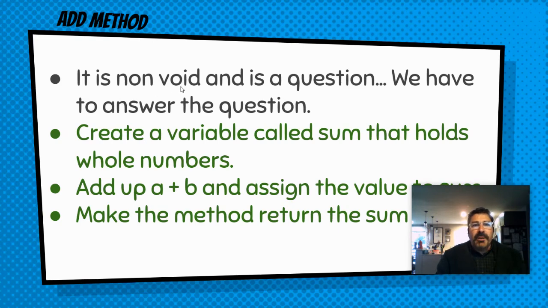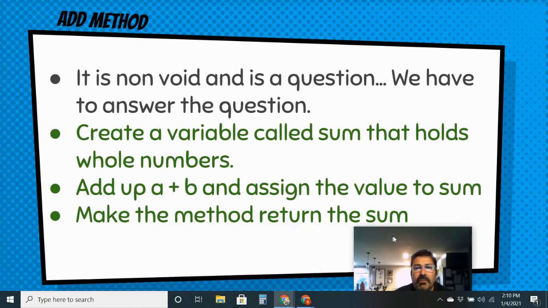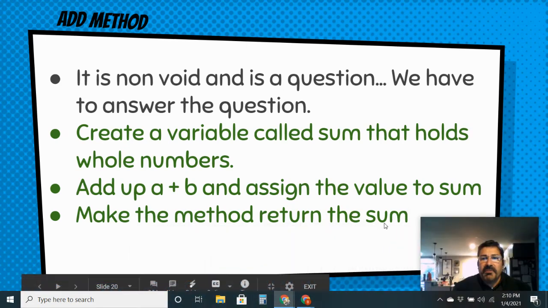It is non-void, and it is a question, that method we just did. So we have to answer the question. Again, that's why it was giving the error. Now we're going to create a variable called sum that holds whole numbers. We're going to add up a plus b and assign that to sum. And then we're going to make the method return the sum. So instead of returning 5, we're going to return the sum. So see if you can do that before you watch me do it.